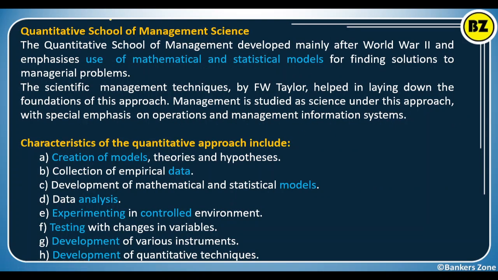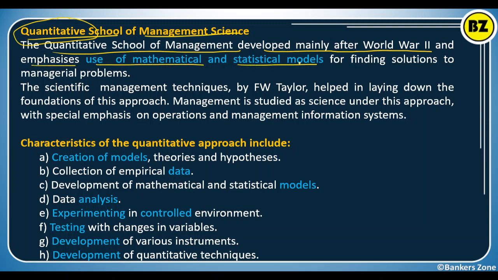Now see the quantitative school of management science. Here you can easily relate it to quantity. Quantity means something you can measure, right? The quantitative school of management developed mainly after World War II and emphasizes the use of mathematical and statistical models. When mathematics and statistics are involved, you can count something, so it is a quantity, for finding solutions to managerial problems.